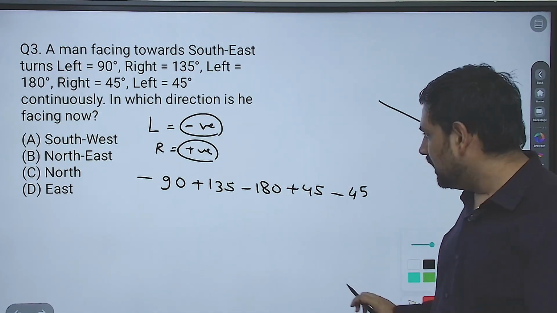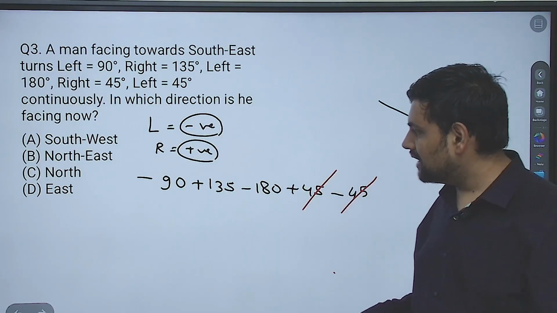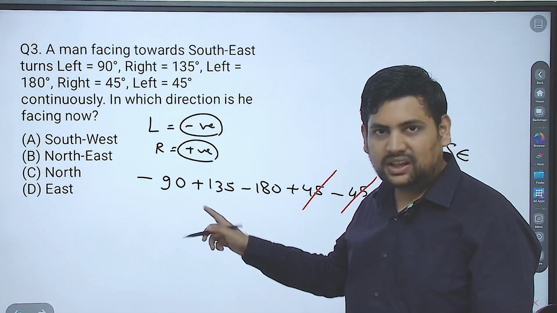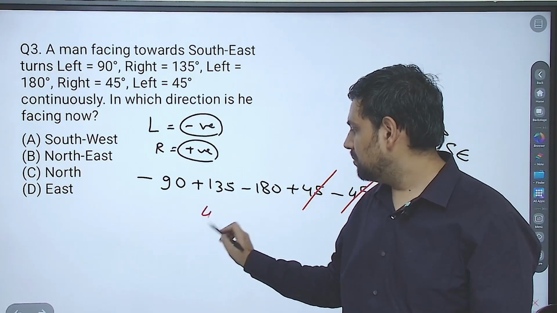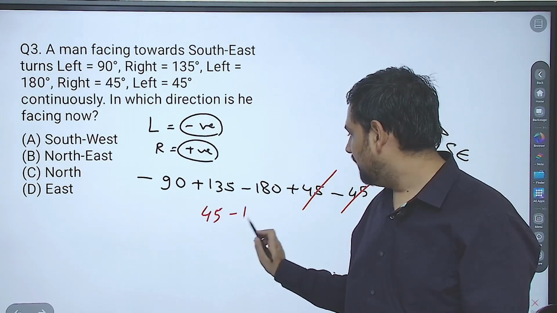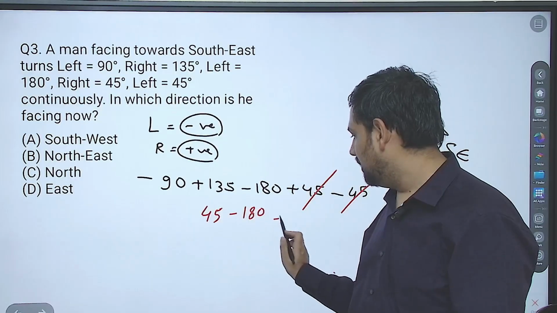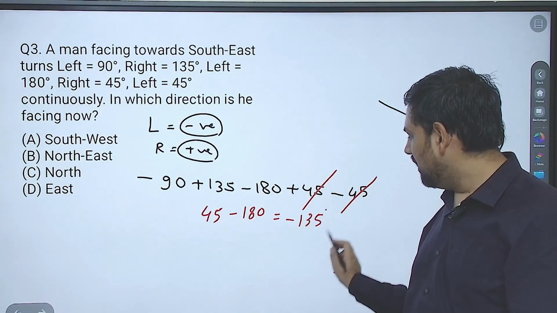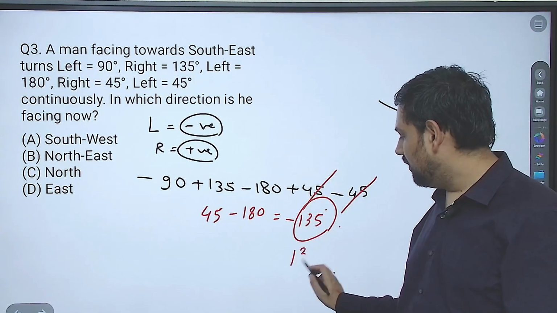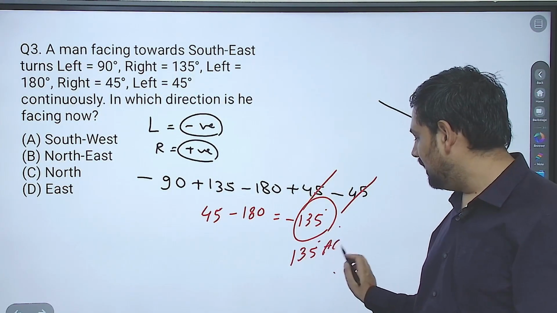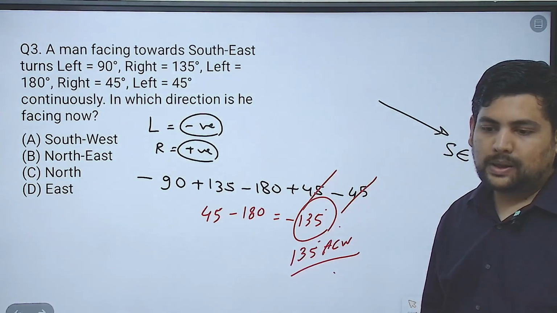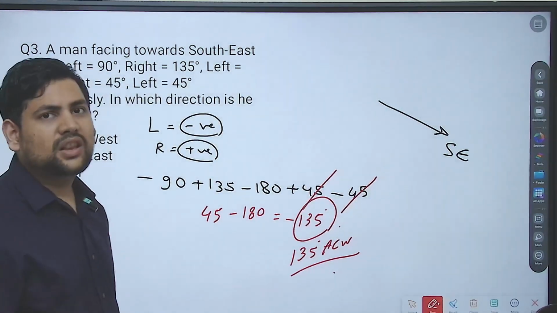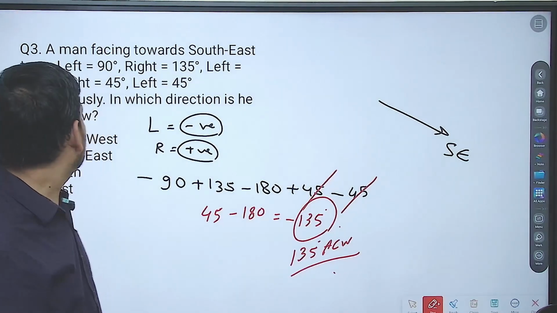I have not drawn any diagram, but you can see 45 and 45 cancel out, and you get 135. 135 minus 90 is plus 45. Plus 45 minus 180 comes out to be minus 135 degrees. Now minus 135 degrees means 135 degrees anti-clockwise. That's it. So you are in the southeast direction and you have to go 135 degrees anti-clockwise.